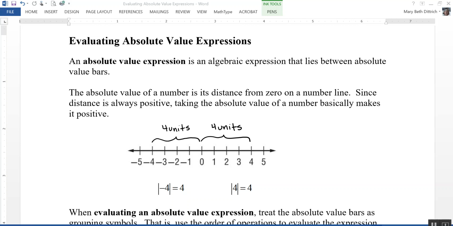So here's an example. The absolute value of -4 is how far -4 is from 0 on the number line, and that distance from -4 to 0 is 4 units. So the absolute value of -4 is equal to 4. The absolute value of +4 means how far +4 is from 0 on the number line, and that's 4 units. So the absolute value of +4 is +4.